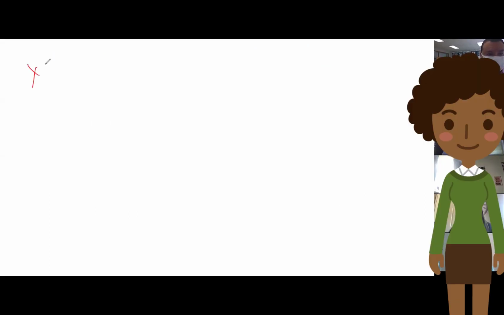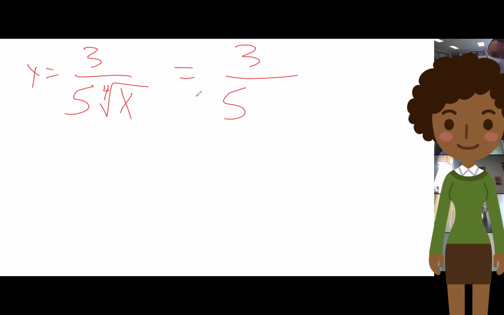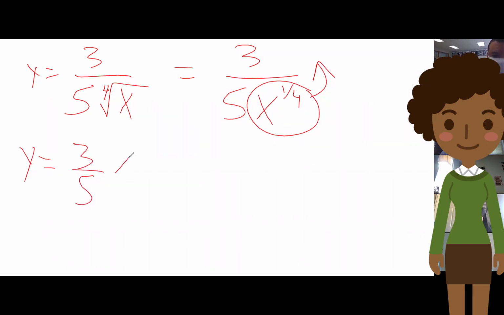Y equals 3 over 5, and then you have something like the 4th root of x. If you have something like that, and they want you to take a derivative, here's what you're going to do first. Write 3 over 5, and then the 4th root of x means x to the 1/4. And then I'm going to bring this up. So you can say y equals 3/5 x to the negative 1/4.